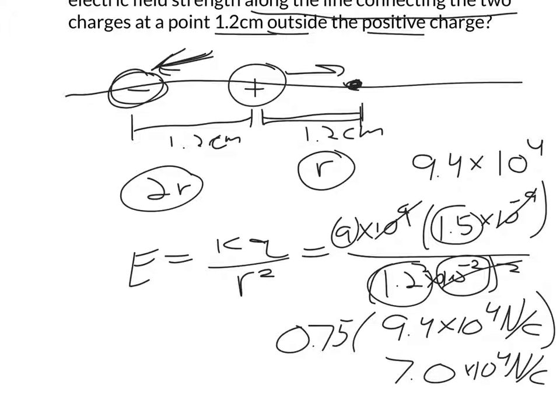That's the leftover field at that point. And it would point to the right. So you definitely want to include a direction. So the field at the point indicated is 7 times 10 to the 4th newtons per coulomb to the right, this direction. Okay? Hopefully this is useful for you in calculating the electric field.